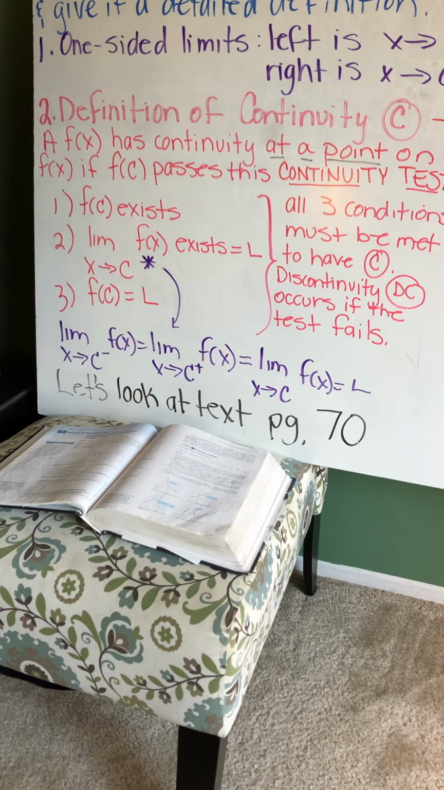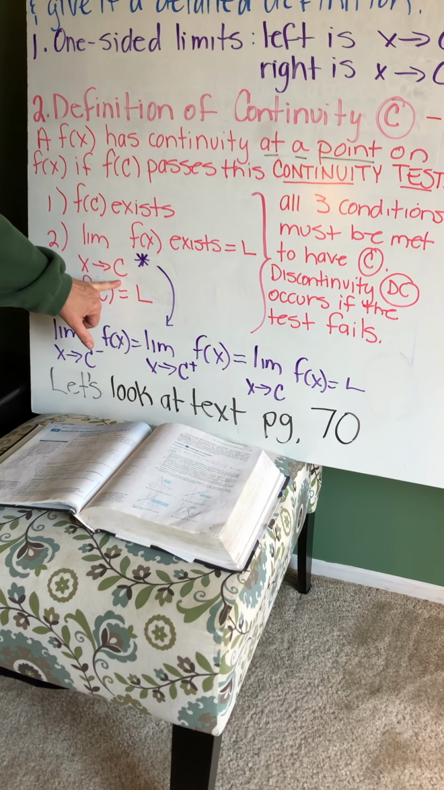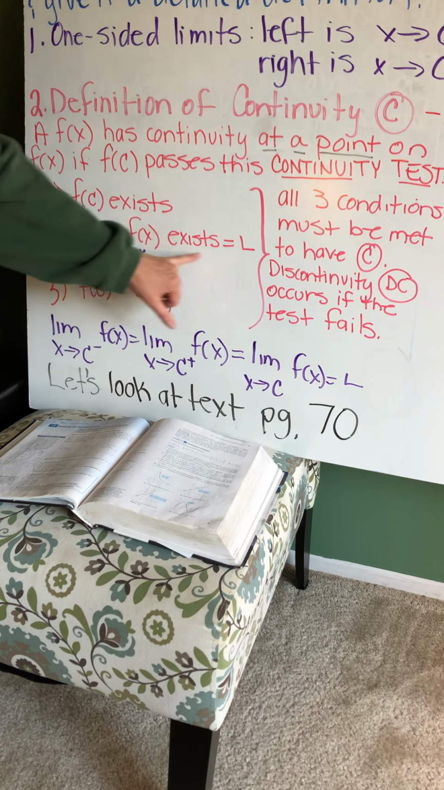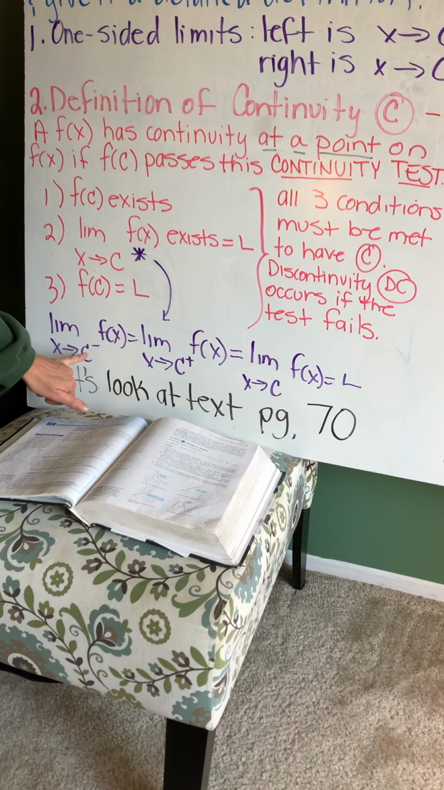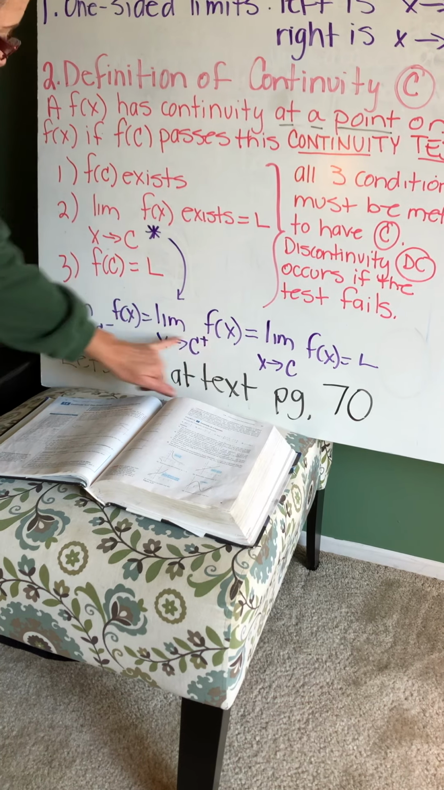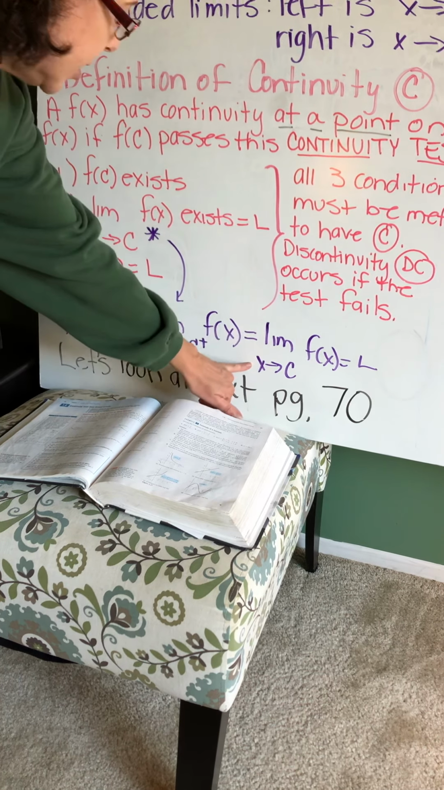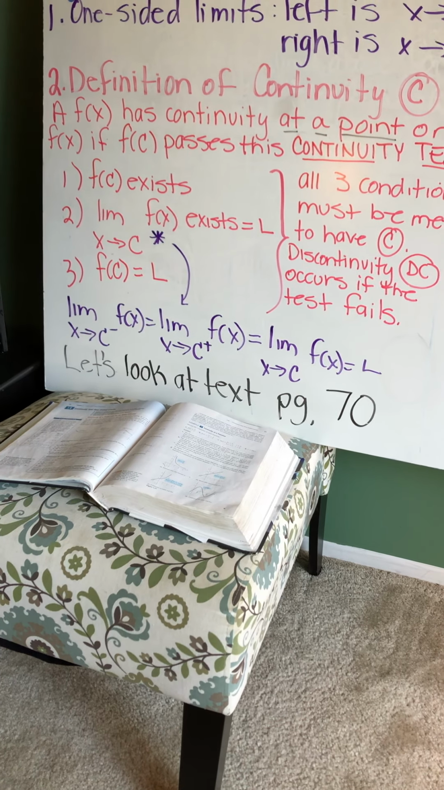The next thing we check is whether the limit as x approaches c actually exists, and we call that an L. That means that we have to check the limit as x approaches c from the left and from the right, and if they are the same, then we can say that the limit as x approaches c exists.